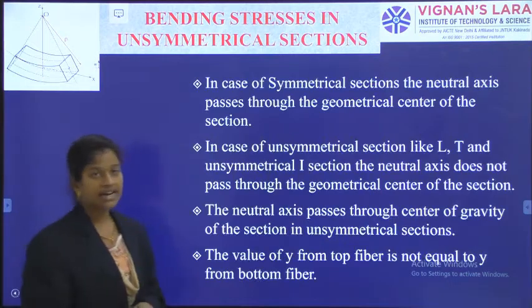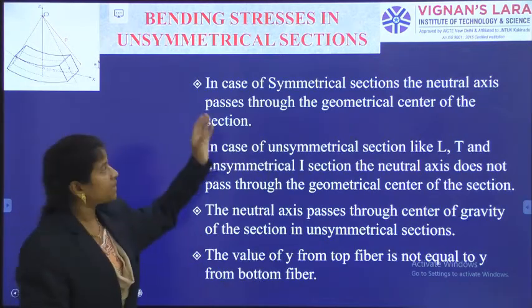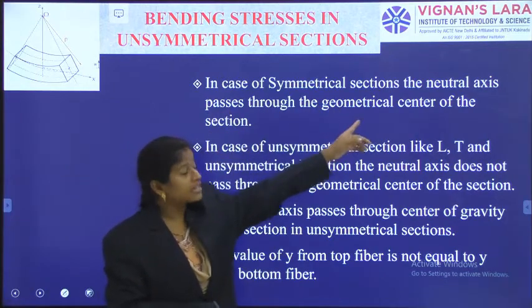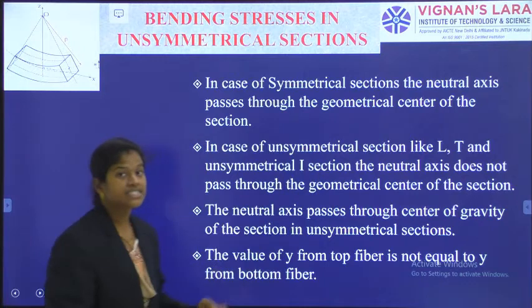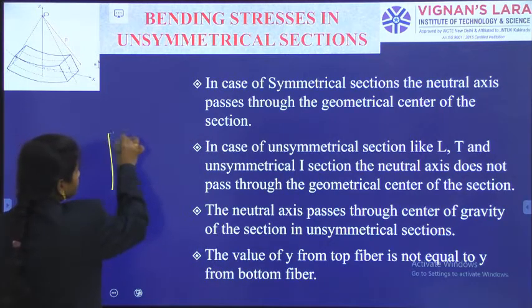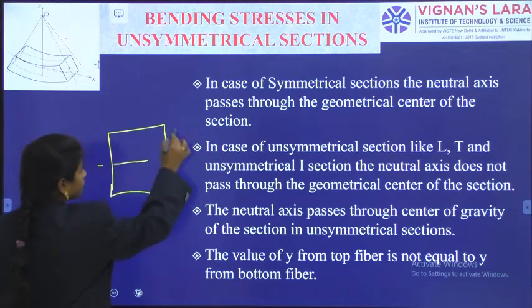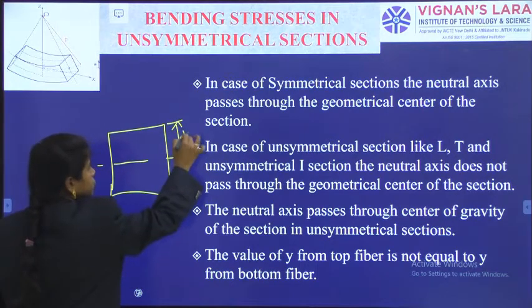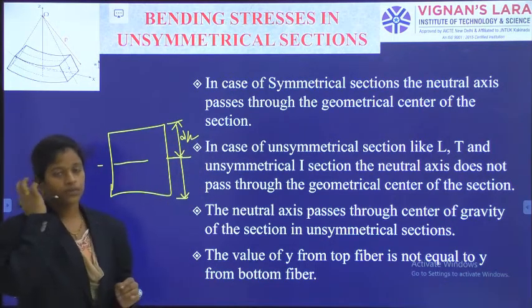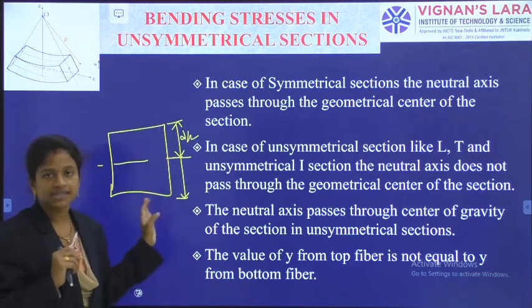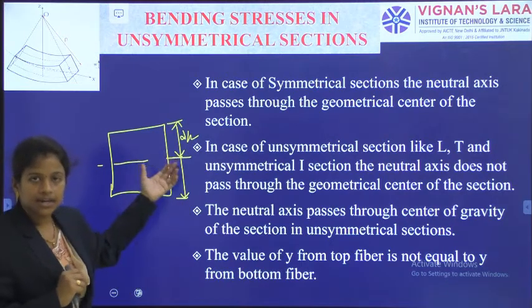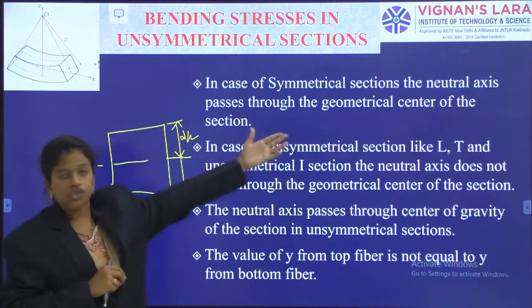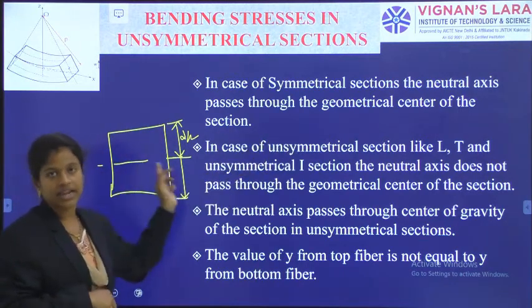Firstly, what is an unsymmetrical section? Generally, in case of symmetrical sections, the neutral axis passes through the geometrical center. As we have already said, geometrical center means that when we observe a section, the total depth divided by 2 will be the geometrical section line. So in case of symmetrical sections such as rectangular, square, circular or symmetrical I section, you can observe this geometrical center line is the neutral axis line.